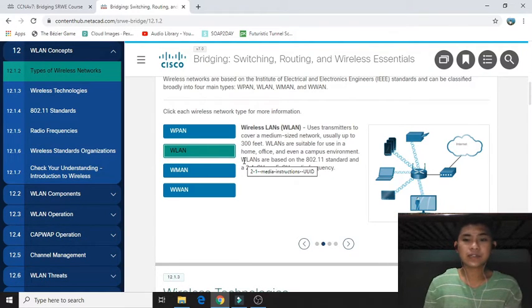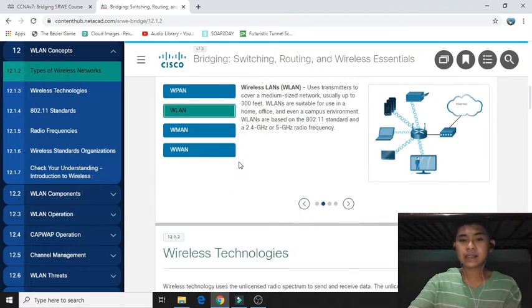Wireless LANs or WLANs use transmitters to cover a medium-sized network, usually up to 300 feet. WLANs are suitable for use in a home, office, and even campus environment. WLANs are based on the 802.11 standard and a 2.4 or 5 gigahertz radio frequency. Wireless LANs are mostly used by students and business owners.